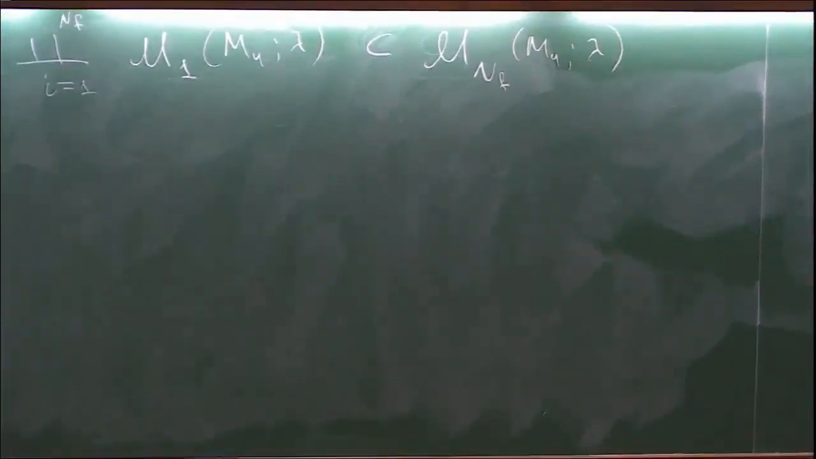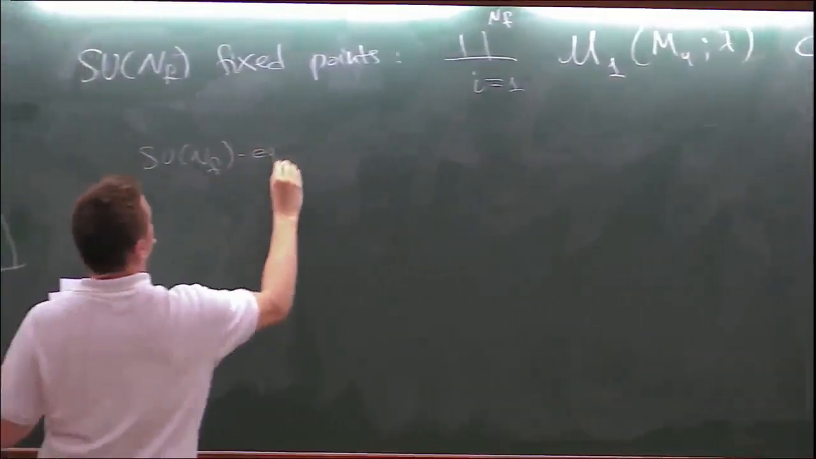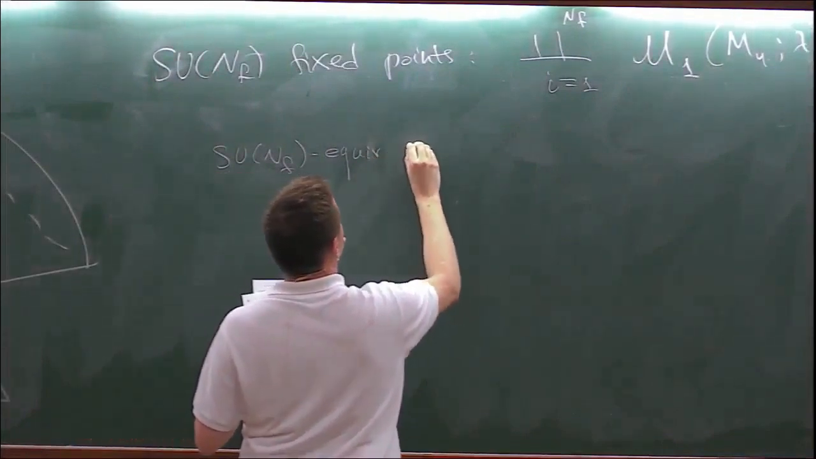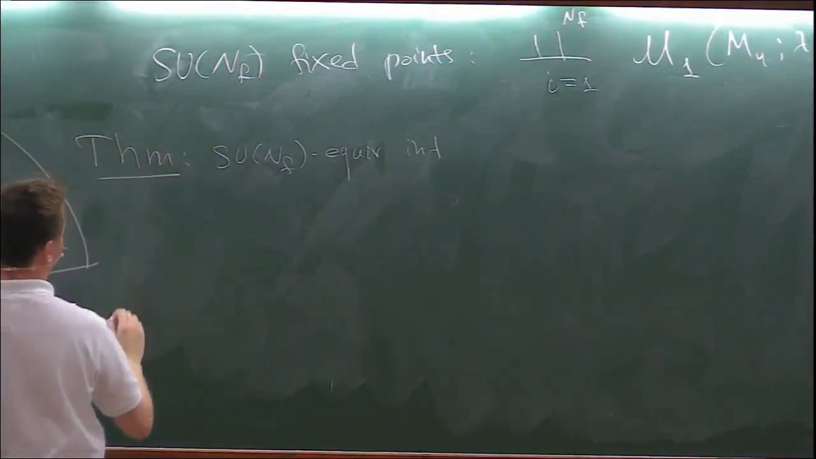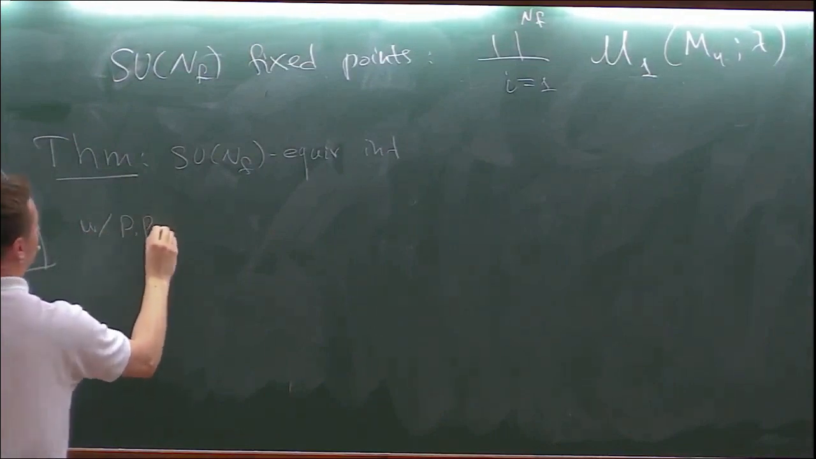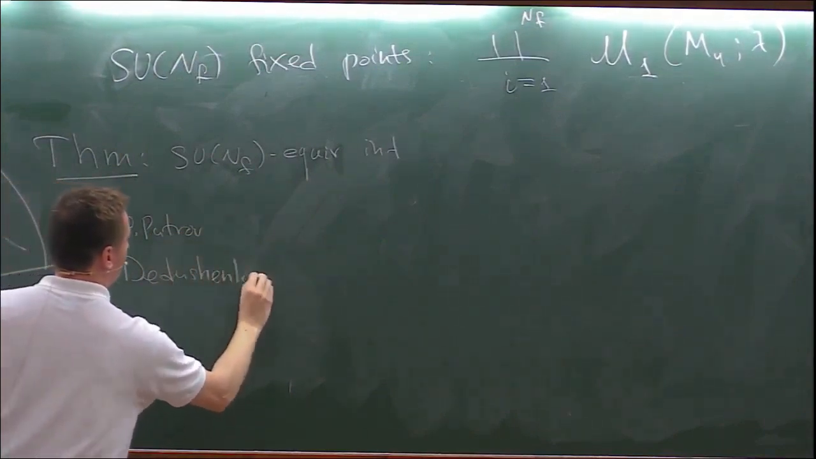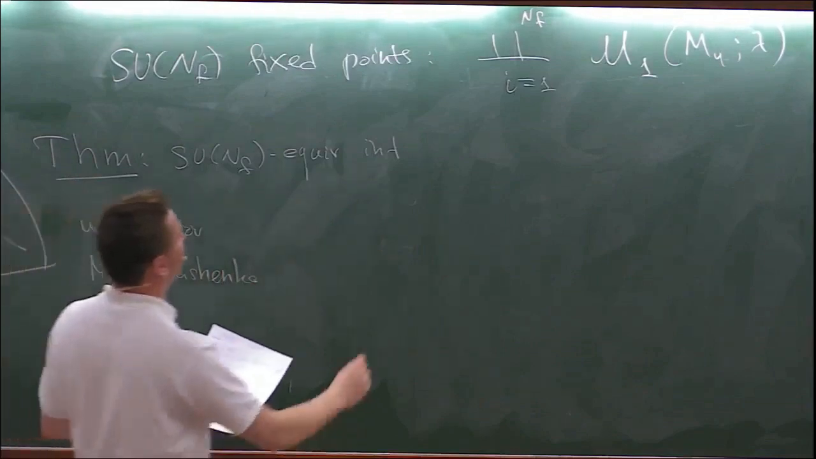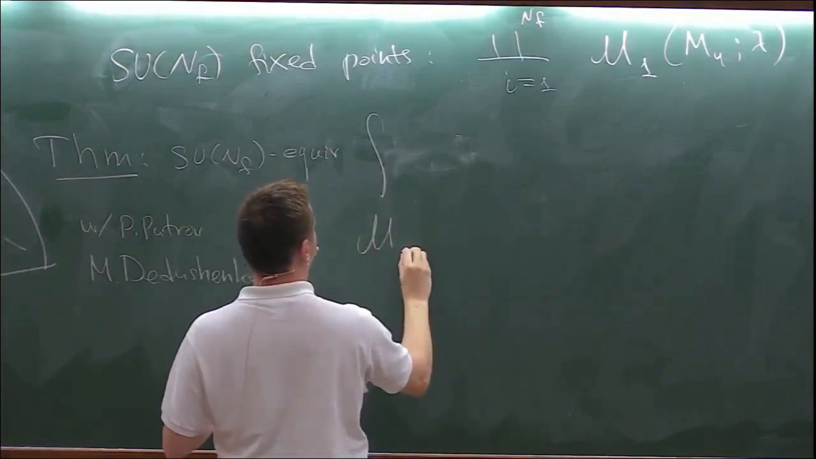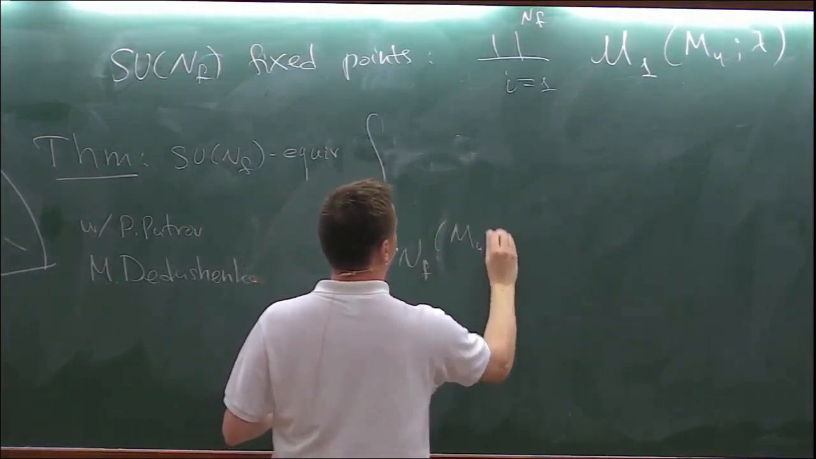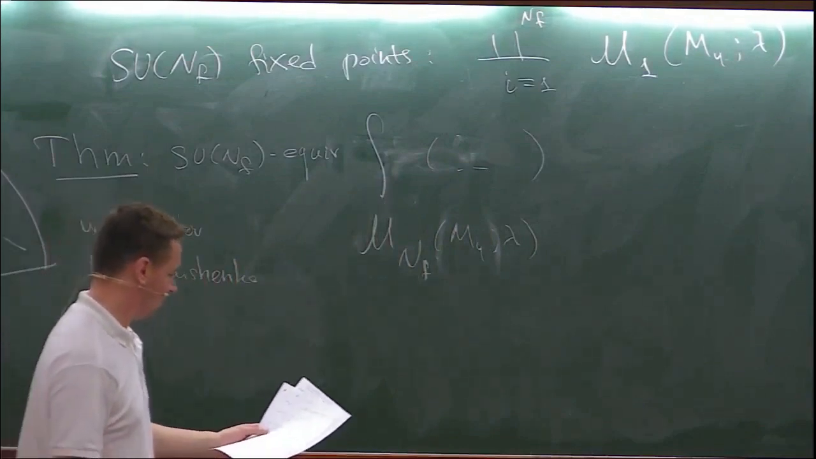And now, because they're compact, you can actually define this integral, you can make sense of it. So I'll say that the SU(N_F) equivariant integral, so this is a theorem, based on work with Pavel Putrov and Kolya Dedushenko, that this SU(N_F) equivariant integral over M and F of M4, or rather M4 lambda, with a suitable top characteristic class.